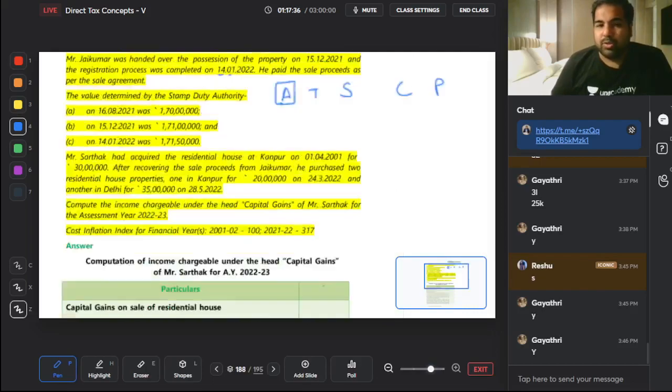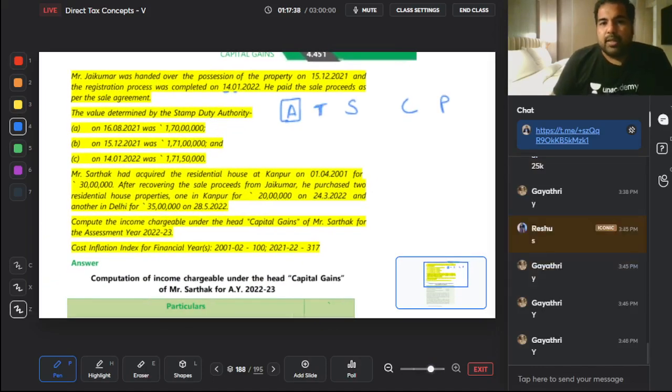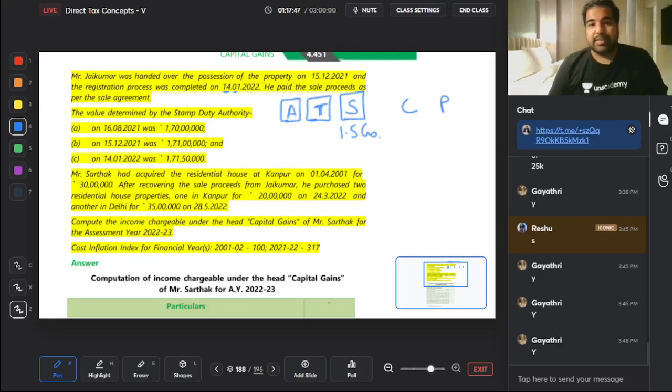Remember, exemption also you can get, guys. Is there a transfer? Is there a sale? Yes. What is the sale price? 1.5 crore. But guys, will you check the sale price against the stamp duty value? Yes. Which stamp duty value will you take? Will you take it on the date of transfer or the date of agreement? Or will you take it on the date of registration? You may take the lower one as long as some amount has been paid other than by cash.